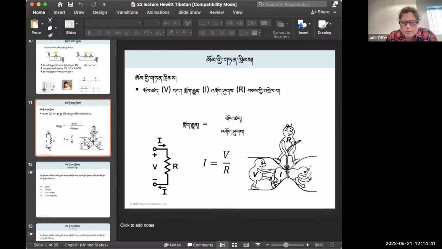So how big the current is depends on both of these.